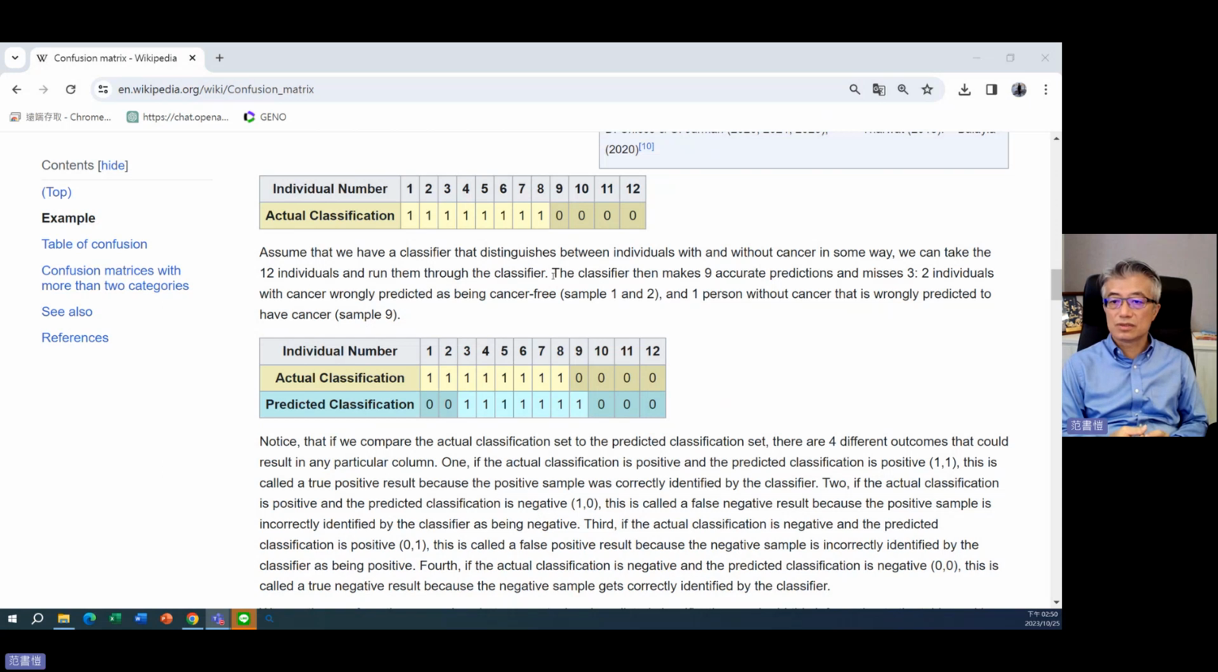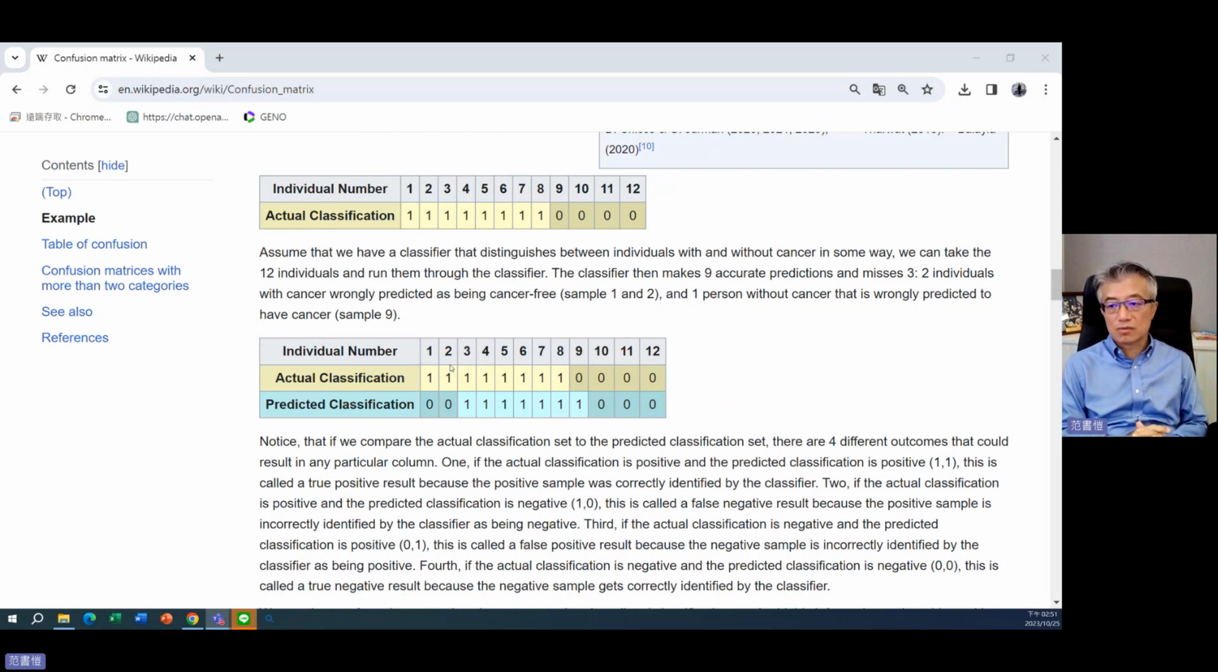So 2 individuals with cancer are mistakenly predicted as being cancer-free. Sample 1 and sample 2 are right here. This is called a type 2 error, also known as the consumer's risk. In the machine learning literature, it is also known as a false negative. In fact, it should have been detected as cancer.